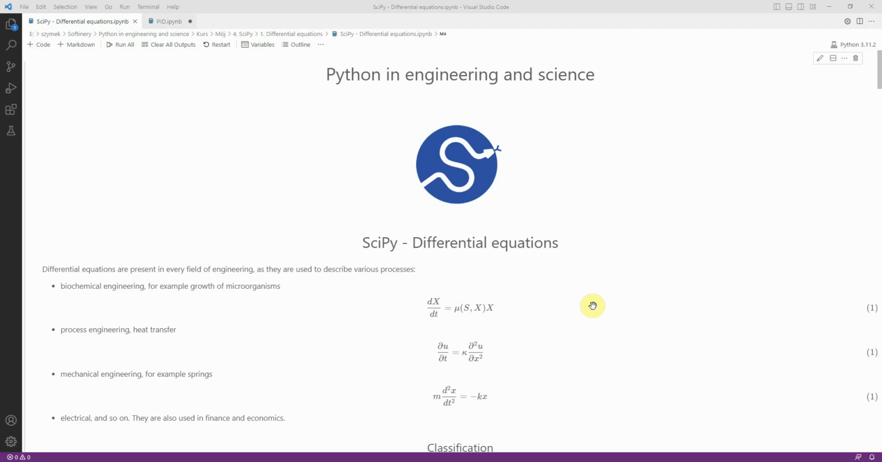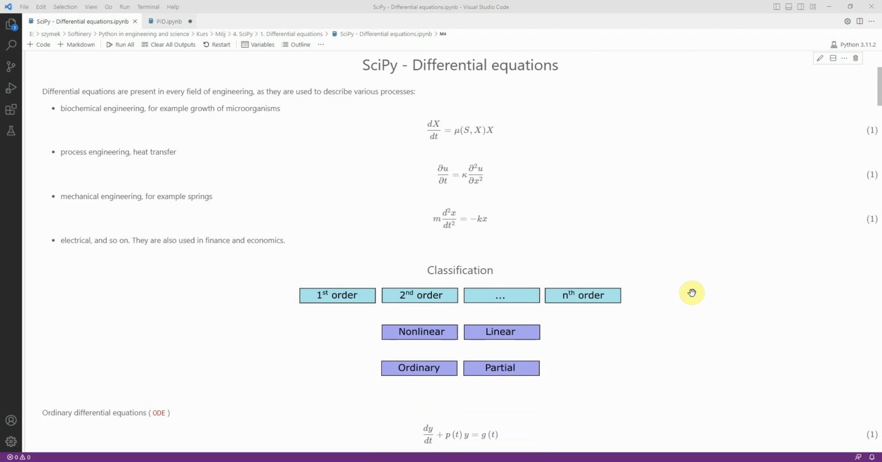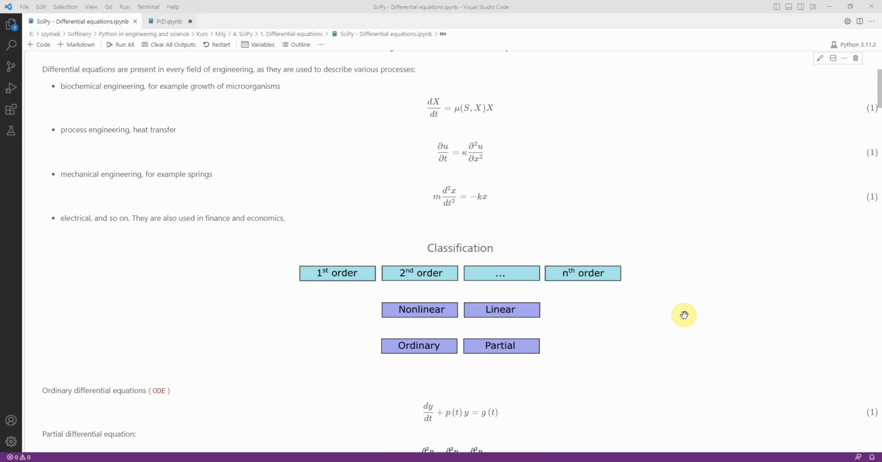First example is the growth of microorganisms. Second one is heat transfer, and the third one is spring motion. You can find many other examples in almost any field. Here we have the classification of differential equations.